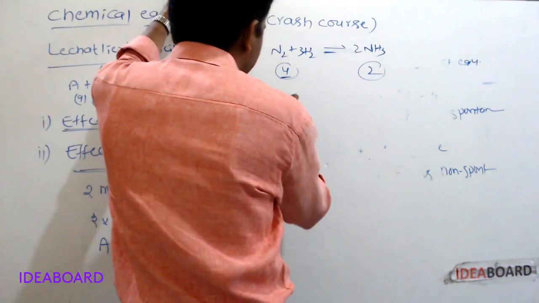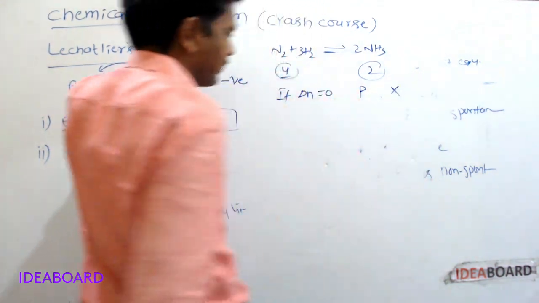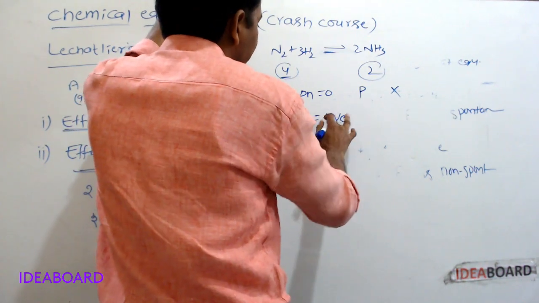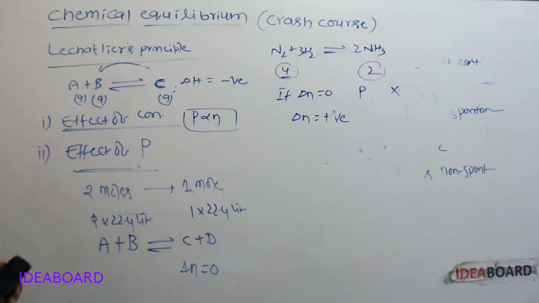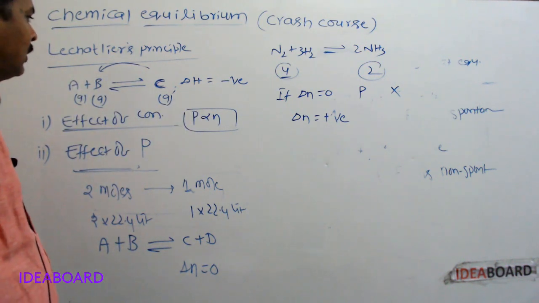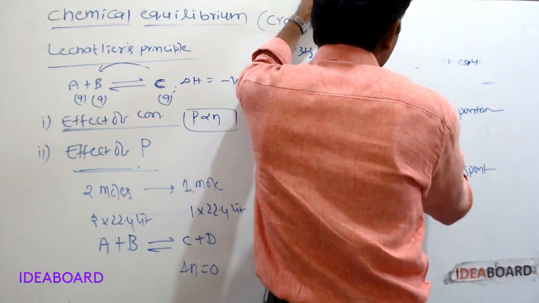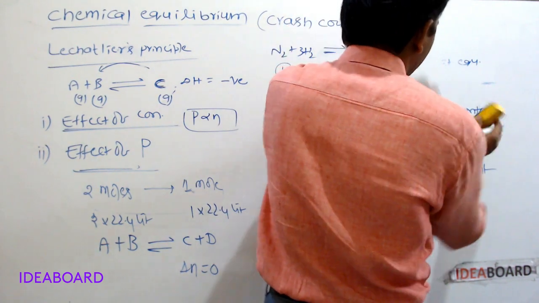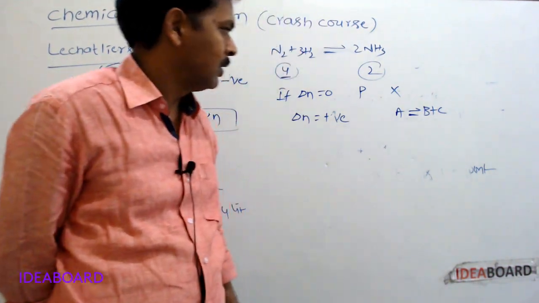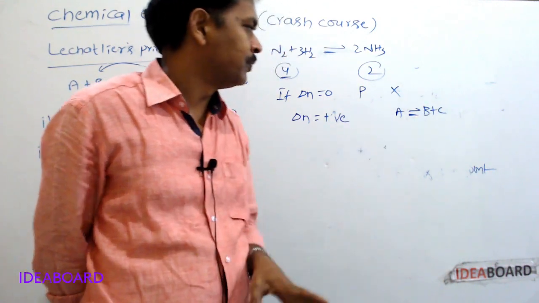So we can generalize like this. If delta N is equal to 0, pressure has no effect. If delta N is positive, then high pressure or low pressure? If delta N is positive, low pressure is favorable. See for example, A gives rise to B plus C, all are gases. For this reaction, delta N is positive. Delta N is equal to 2 moles minus 1 mole. Delta N is positive.